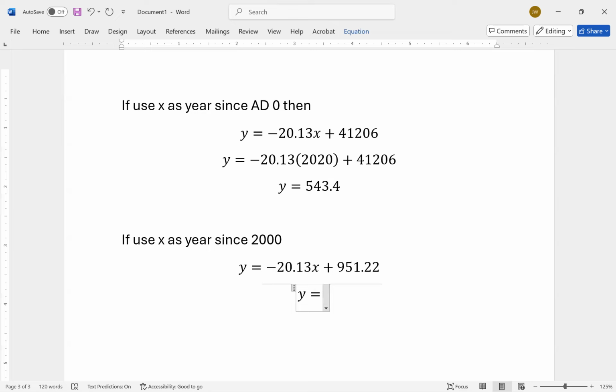If we use the X value as the year since 2000, then the year 2020 stands for the X value of 20. And I would calculate in the following way. I'd say negative 20.13 times 20 plus 951.22. And then we do the calculations and we'd end up with a Y value of 548.62.